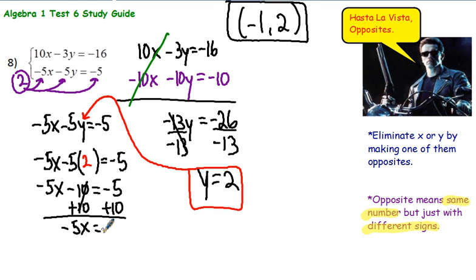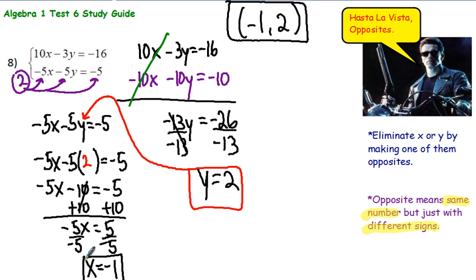And again, you ask yourself, what do I have more of? Do I have more positives or do I have more negatives? I have more positives. And you say, okay, well, how many more positives do I have than negatives? So I've got 5 more, right? Because you subtract 10 minus 5. And then let's divide both sides by negative 5. And you get x equals negative 1.